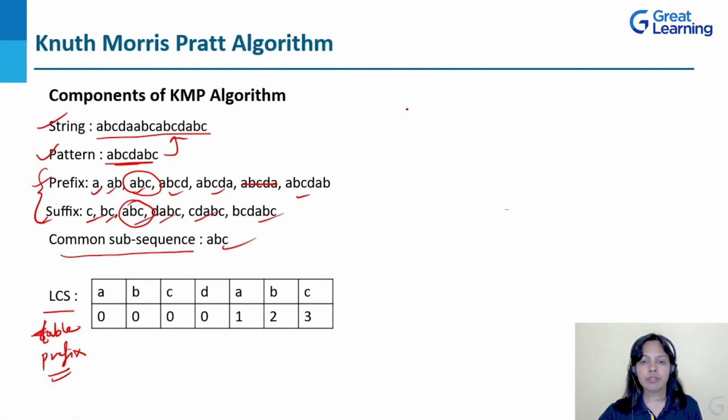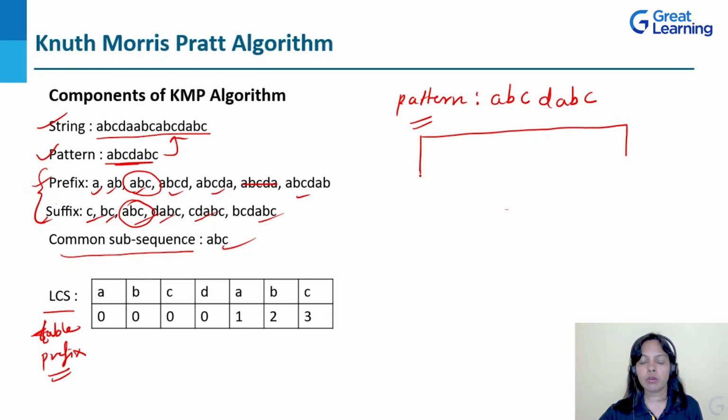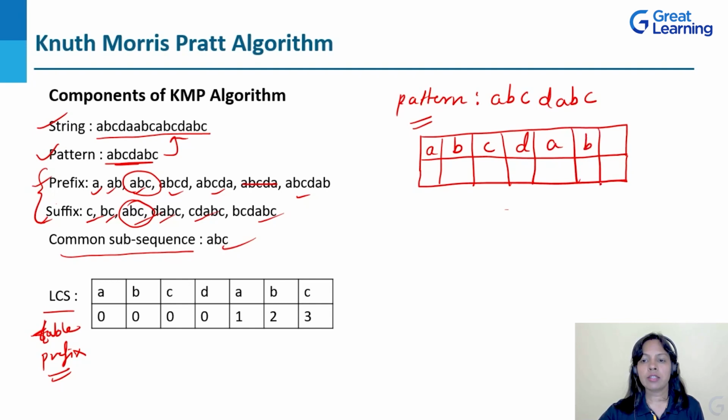To construct the prefix table, it is constructed from the given pattern, because this prefix table helps us analyze the pattern. I'll take this example itself. The pattern given here is A, B, C, D, A, B, and C. To construct this LCS table or prefix table, whatever name you call it, both are correct, we have to construct the table with the first entry as the characters of the pattern: A, B, C, D, A, B, and C.